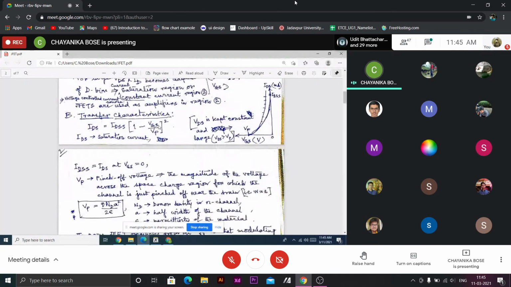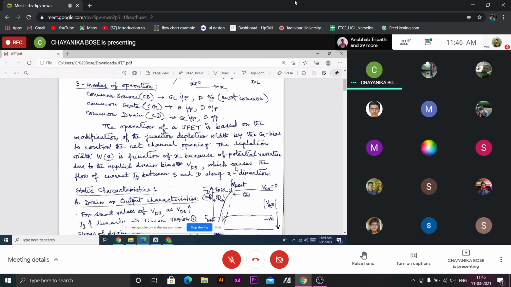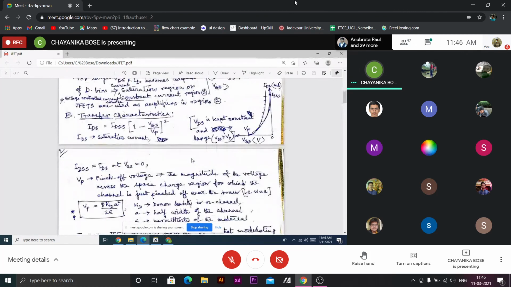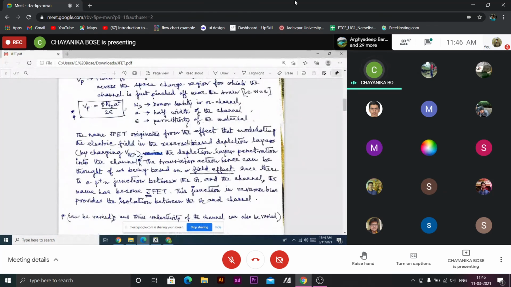And if VGS increases, mind it, we see two extreme cases. If VGS is VP, the pinch-off voltage, then the bracket becomes 0, so IDS is 0. No current flows basically. So this is the relation, and that is what I wanted to say here, I have nothing new to add.